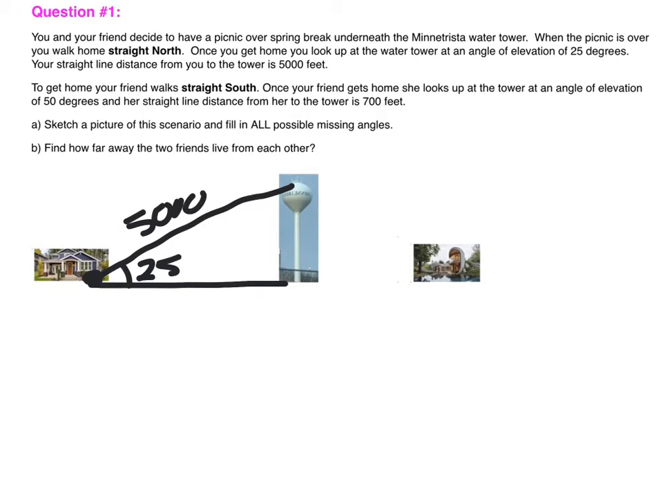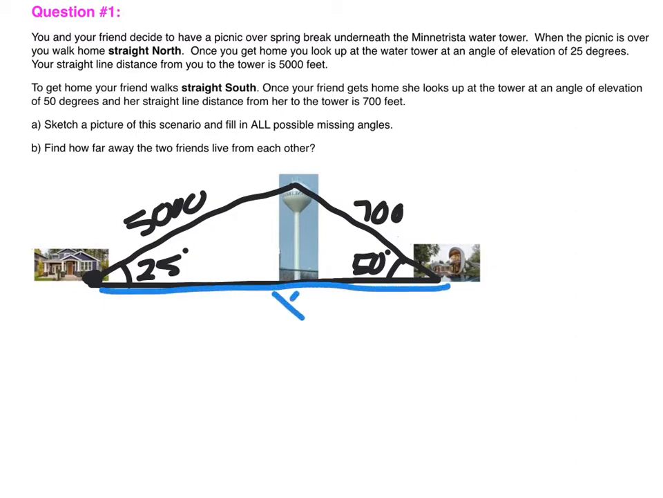My friend is going to walk home straight south. When they get home, they're going to look up at an angle of elevation to see the tower. That's going to be the 50 degrees, and they are 700 feet from their straight line distance up to the tower. The question is, how far away do my friend and I live? So what we want to find is this distance right there.